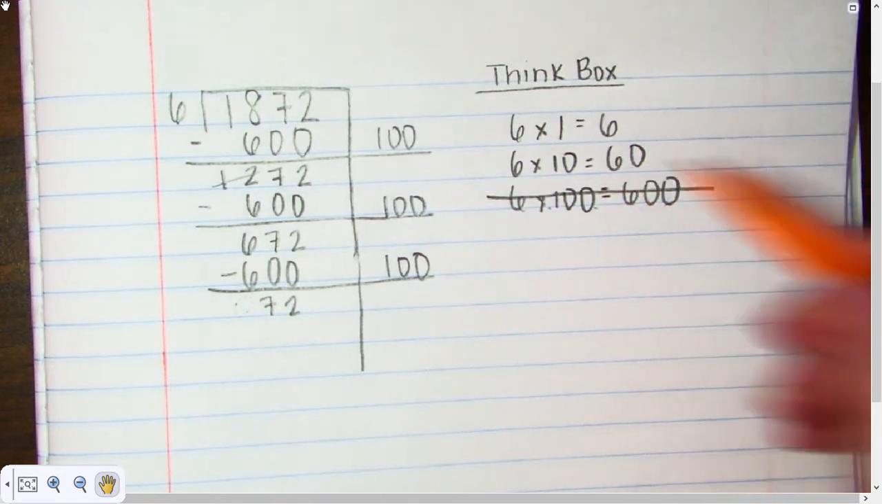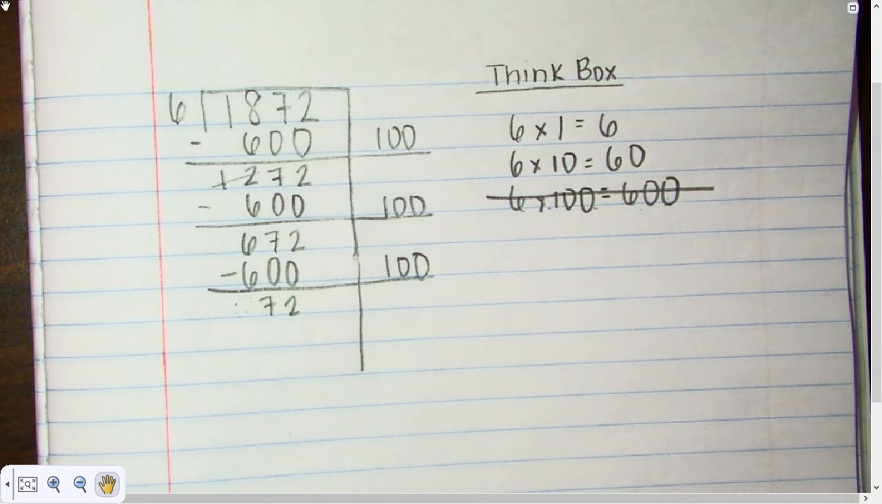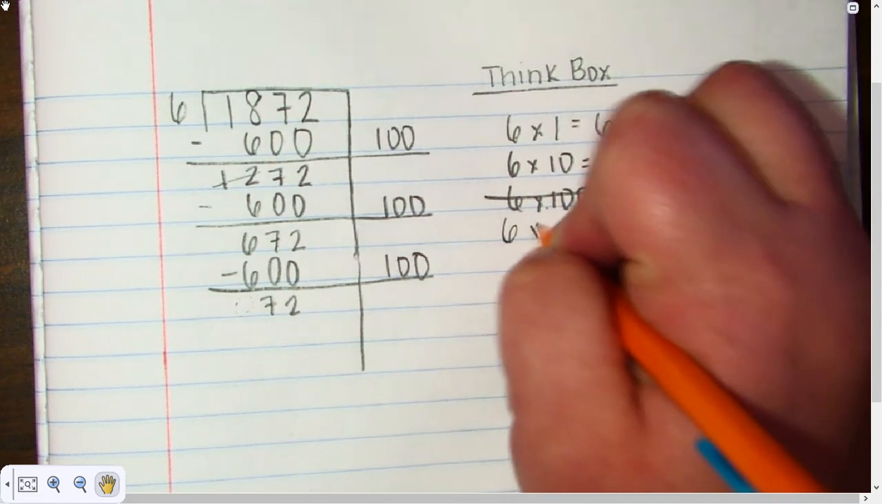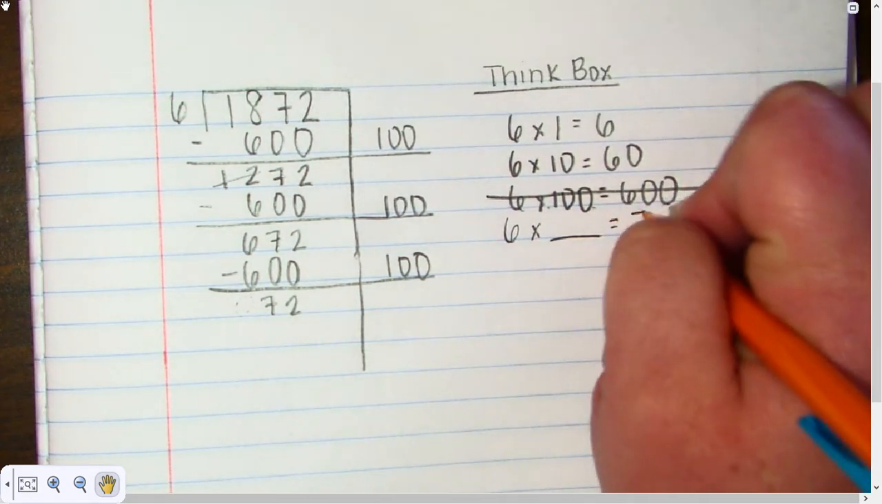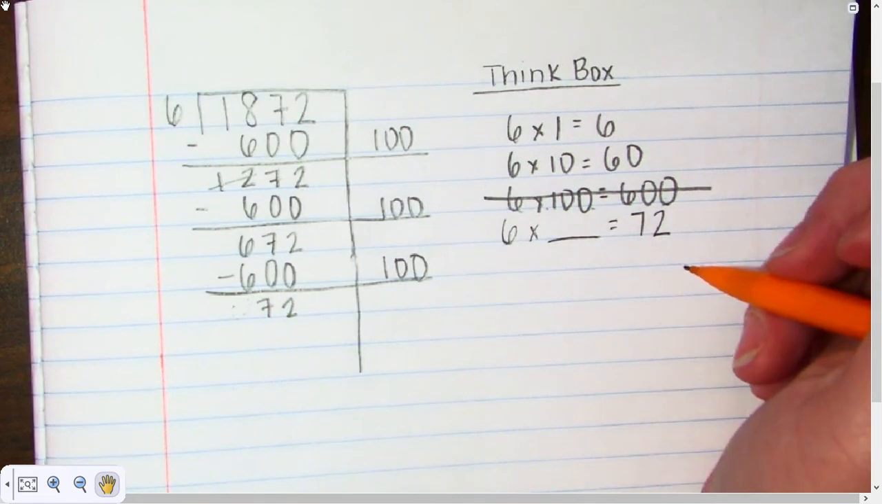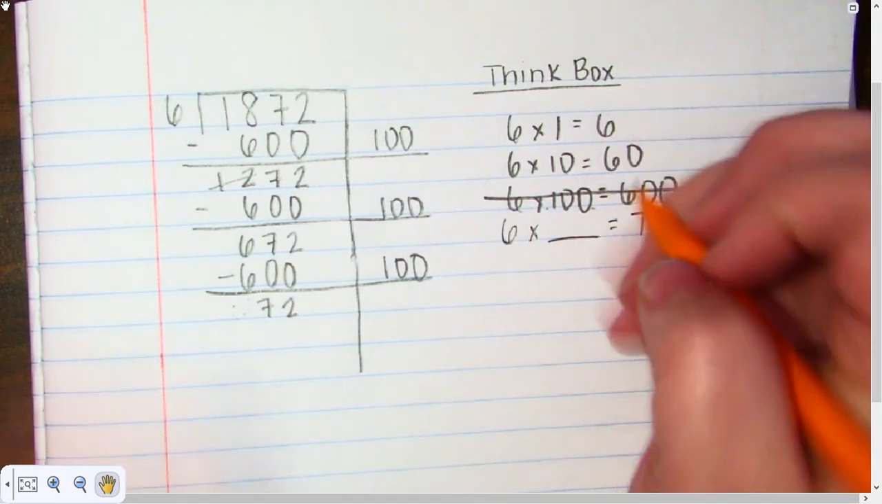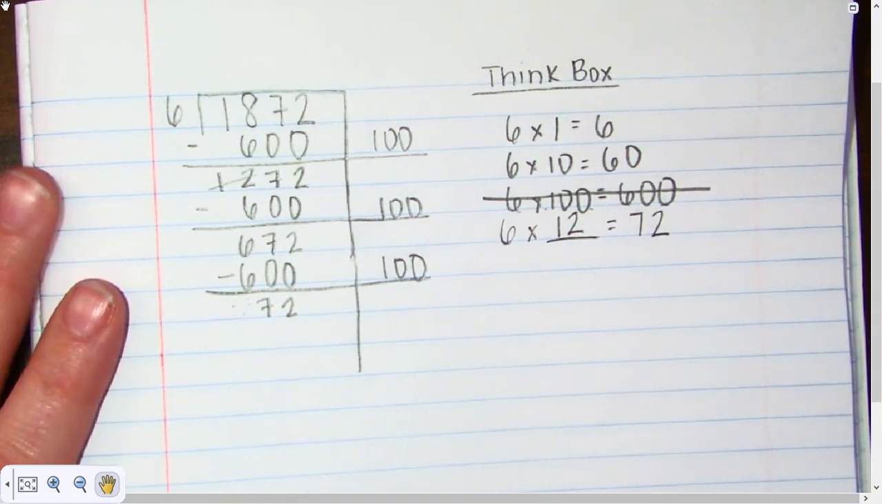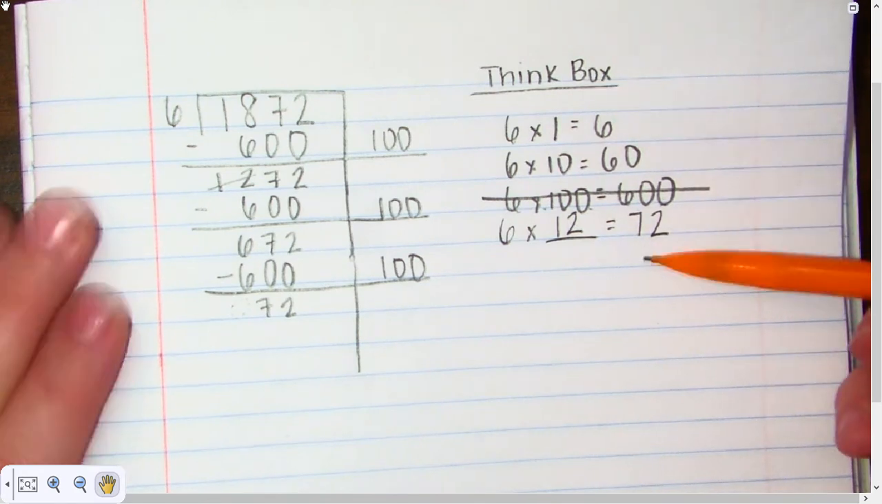This is where, if you know your multiplication facts, it can come in very handy for you. So if you know your multiplication facts, 6 times something equals 72. So I want you to pause for just a second and see if you can remember what you can multiply 6 by to get 72. If you've been doing reflex and you've been practicing those multiplication facts, you would know that 6 times 12 equals 72.